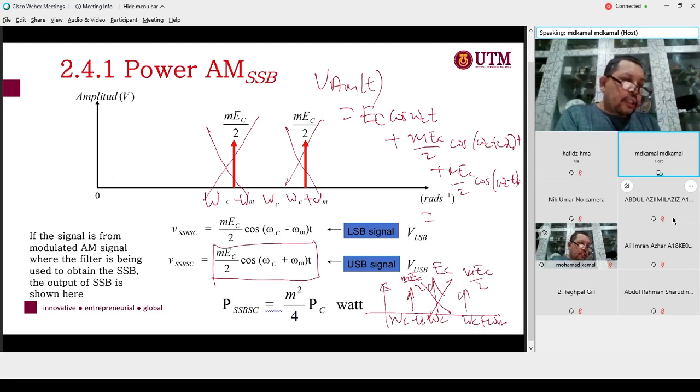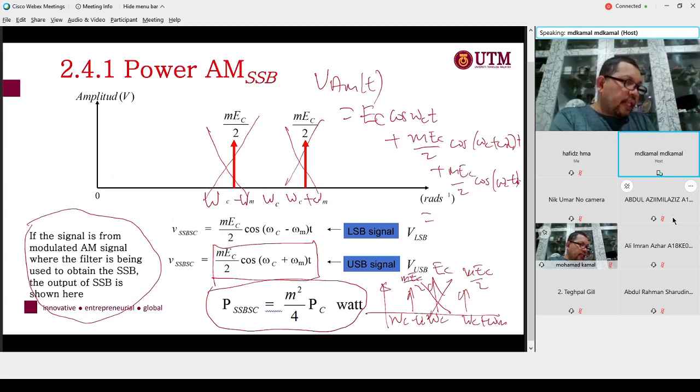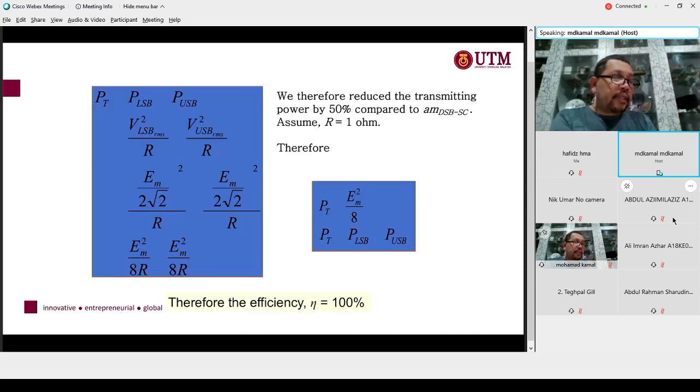So if you look into the original signal, you can find that your single sideband suppressed carrier power is actually m squared over 4 multiplied by PC. So now you are reducing more power in transmitting your signal. Okay, if the signal is from a multi AM signal, remember here I put where the filter is being used to obtain the SSB, the output SSB is shown here. Okay, this one I did from the AM signal. Remember, it is not necessarily an AM signal.